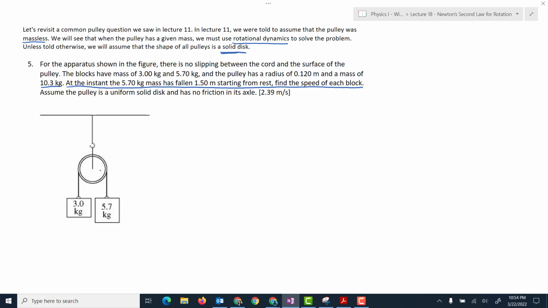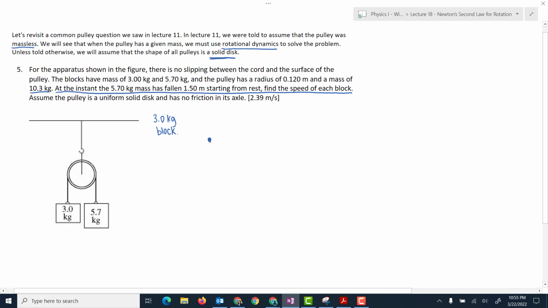Rotational dynamics. So what we're going to do is draw a free body diagram of each of the blocks first. I'm going to start with the 3 kilogram block. So what does my free body diagram look like? Here's my block, and what's acting on it? We have a force of gravity pointing down, and I'm going to call this one mass 1, and I'll call this one mass 2.